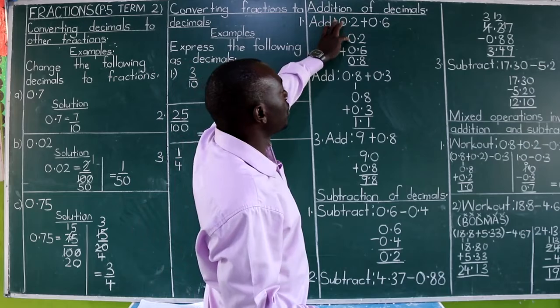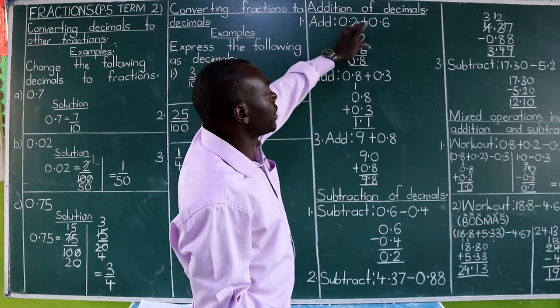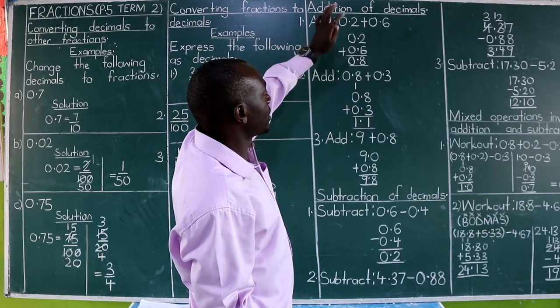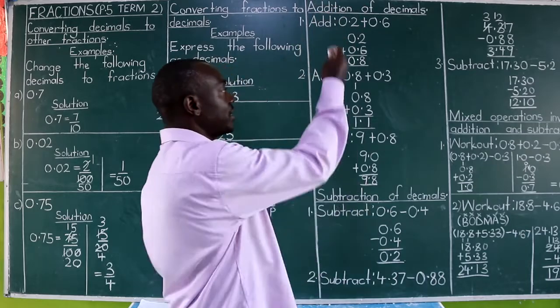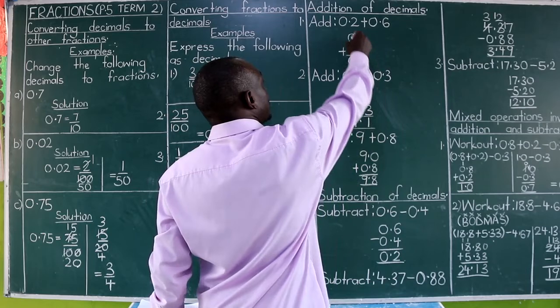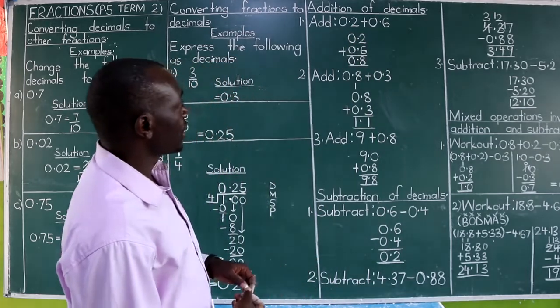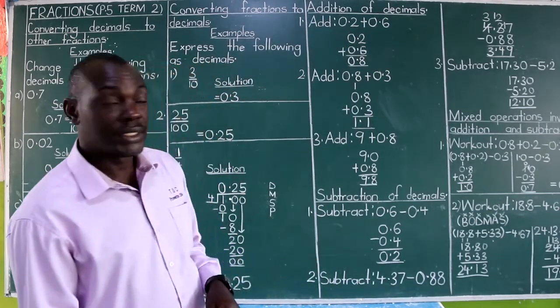So, write our 0 point, which is already here, then 2. 0 and the point will be there already, 6. And now plus, and then add in that line. So we go 2 plus 6 is an 8. Then 0 plus 0 is a 0. So the answer is 0.8 and nothing else.